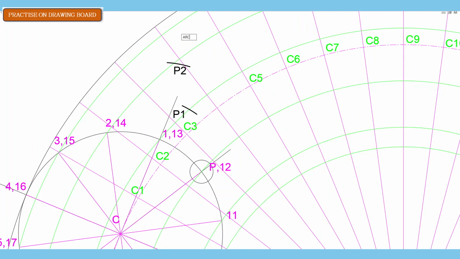So we move on to the third center, which is C3. And then we're still using the same radius, which is 40. That will be P3.